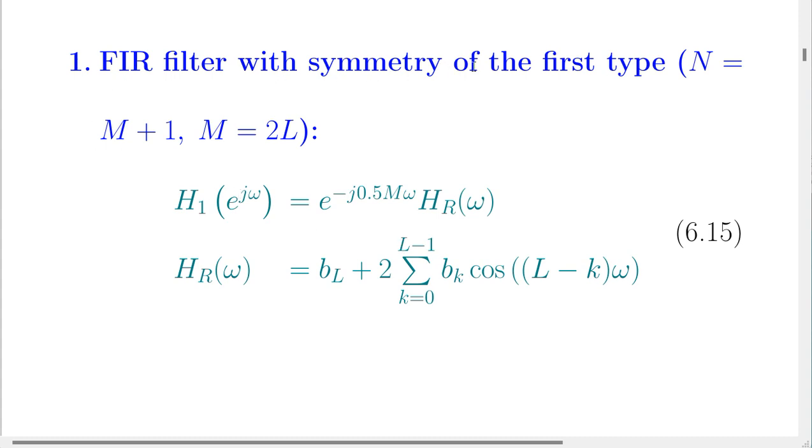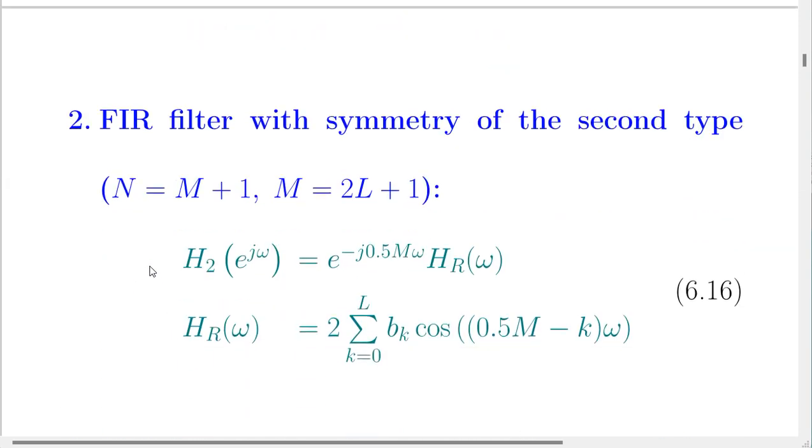FIR filter with the symmetry of the first type. H1 will be equal to e to the power of minus j half M times omega times Hr of omega, where Hr of omega is equal to b_L plus 2 times the summation, k from 0 up to L minus 1, b_k times cosine of (L minus k) times omega. Okay, we had definitions earlier in the previous lecture notes.